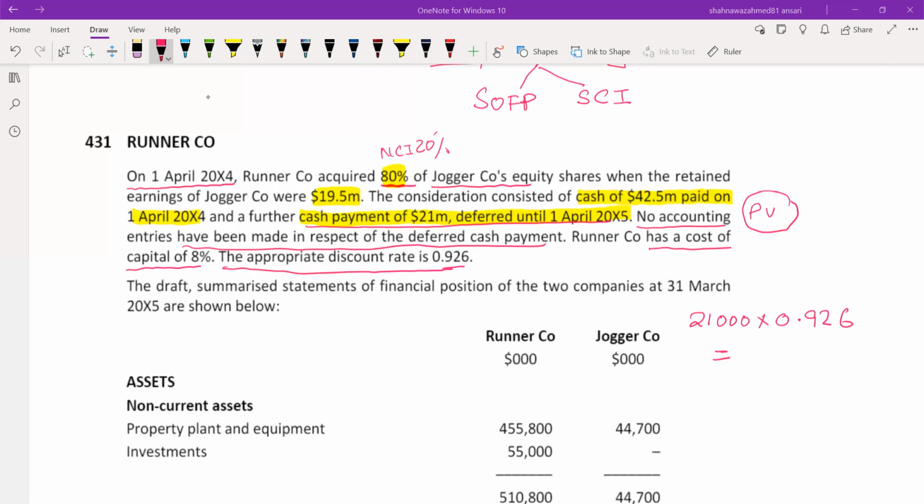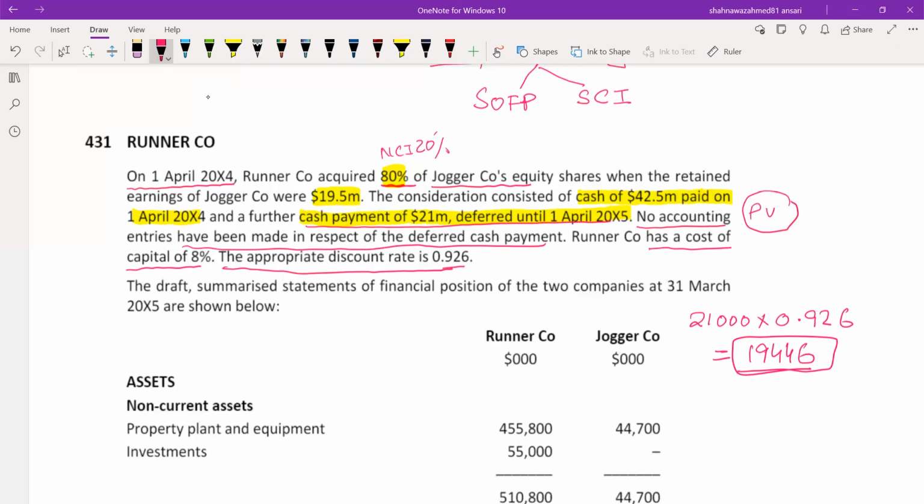So it's 19,400 and something. So we'll take 19,500, or we can take the whole value. Now let's move forward. 19,446. Take the whole value. 19,446. So that means my total investment is cash 42,500 and 19,446.